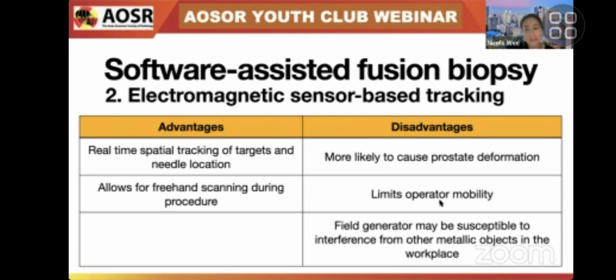The field generator may also be susceptible to interference from other metallic objects in the workspace, which can distort the machine signal, possibly resulting in inaccurate tracking of the entire procedure. During the biopsy, the field generator may need to be moved and recalibrated for each patient, and this will therefore add to the length of time taken for the procedure.